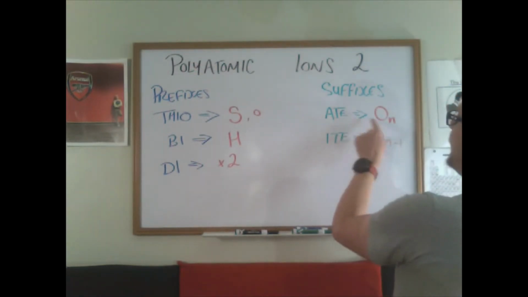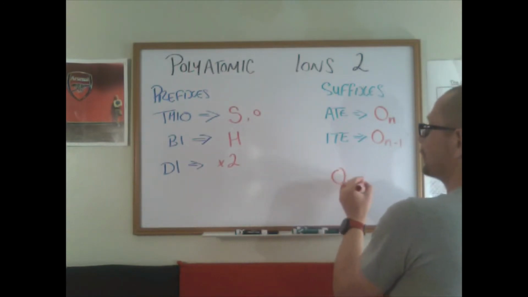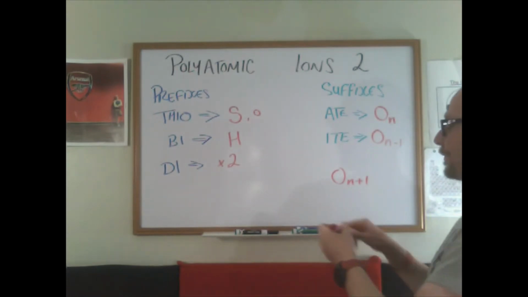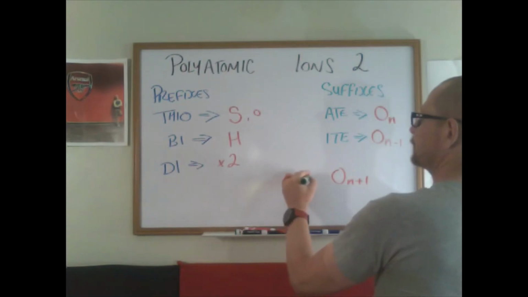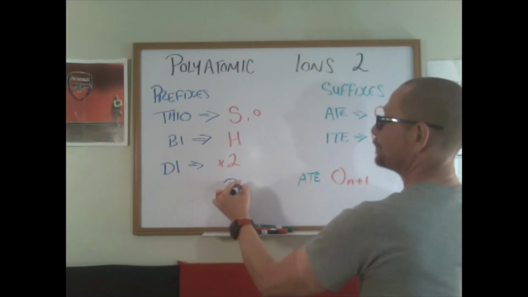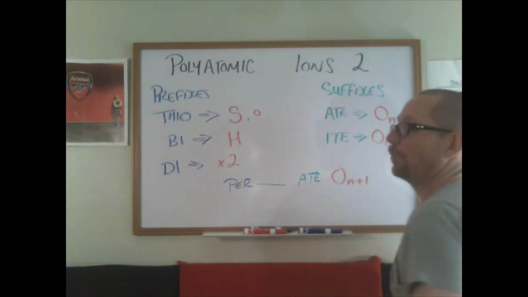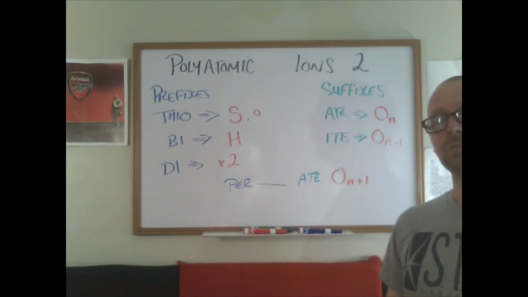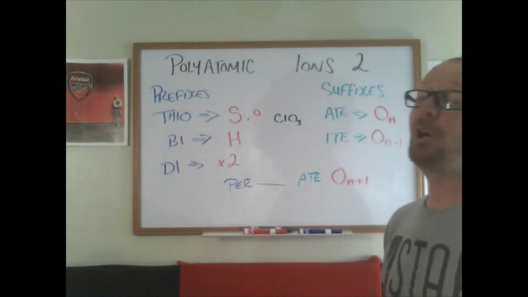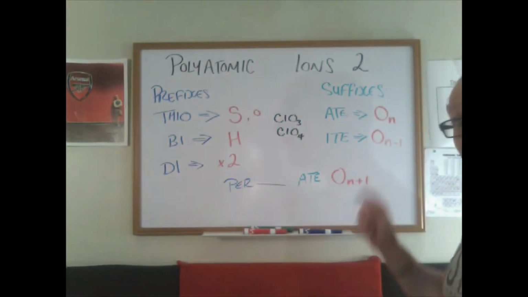So if -ate is N numbers of oxygen, I can have N plus 1. And if that's the case, I take the suffix -ate and I take the prefix per-, and then whatever's inside of there. So chlorate, ClO3, perchlorate, ClO4. Okay, so it's the N plus 1 rule.